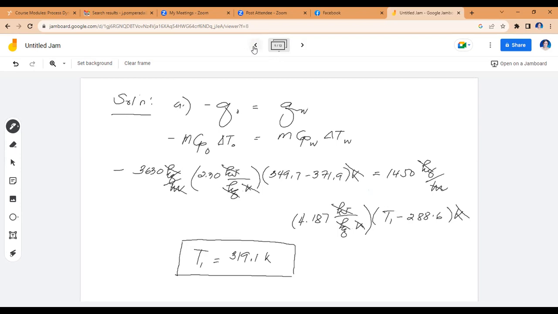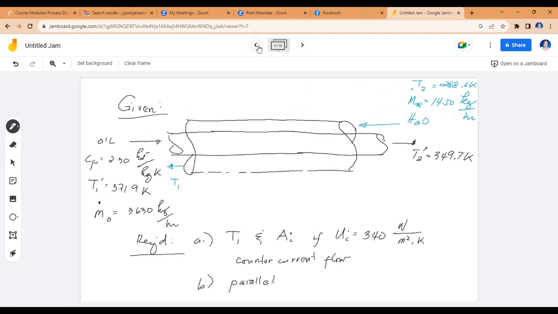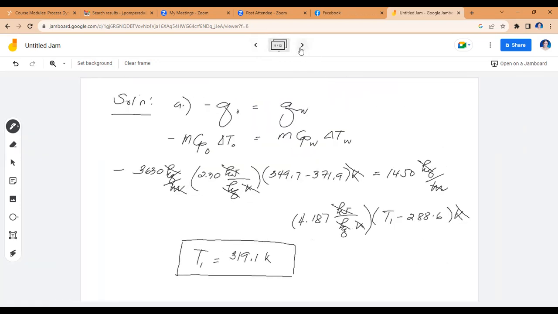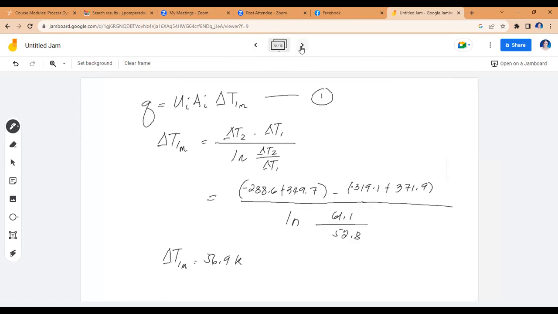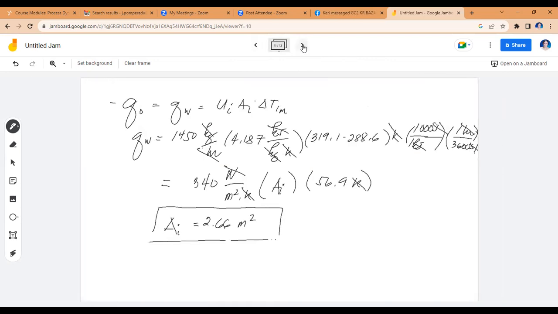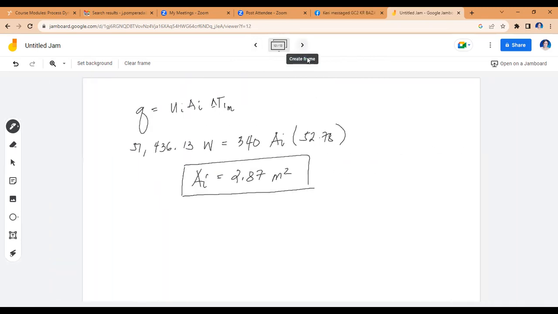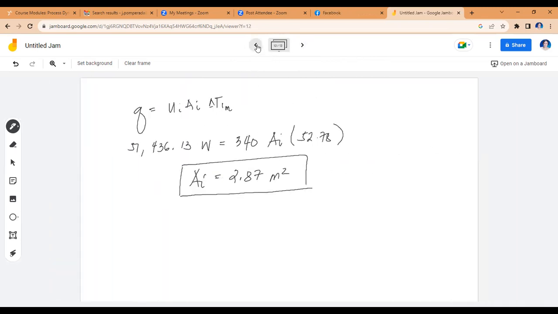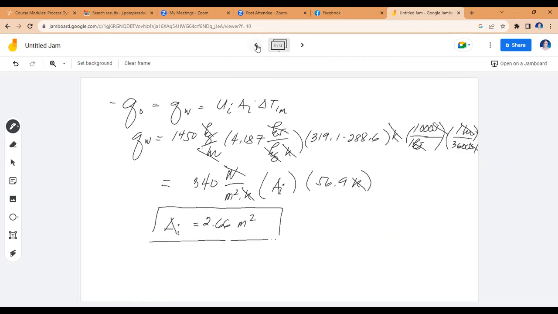Now, remember that you are asked for T1 and A sub I for letter A. So I have a question: would there be any changes with the T1 here if flow is parallel, or would this be the same? You may put the answer in the chat box or you may answer it. Since for letters A and B, we have the same unknowns, that would be the outlet temperature of the cooling water and the A sub I. So we have solved a different A sub I for parallel flow, and that's 2.87. For countercurrent, it's 2.66 square meters.